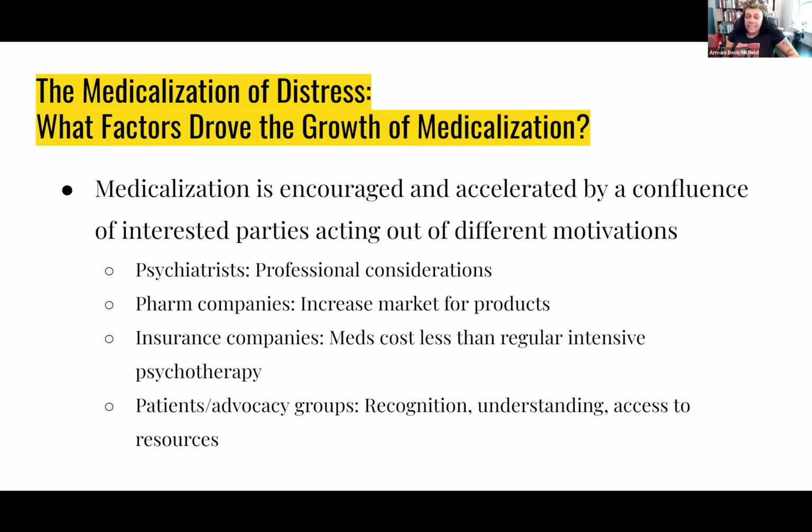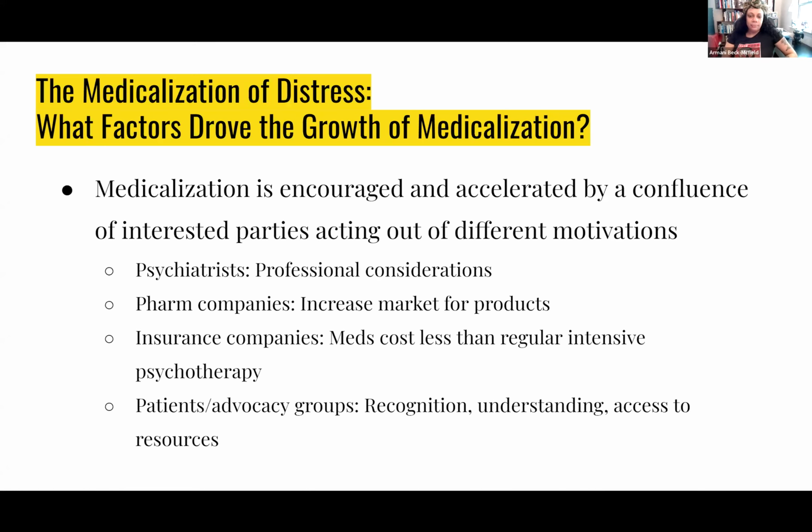Insurance companies. Getting a prescription for lamotrigine or for lithium, for Xanax, is going to cost your insurance less than if you are in weekly intensive outpatient therapy, Monday through Friday, 9 a.m. to 3 p.m. Regular intensive psychotherapy costs more than a lot of medication, especially with generics. So insurance companies are also invested in a medicalization of distress. And again, it's not just that pharma is bad, psychiatrists are bad, insurance is bad, and the patients are suffering.